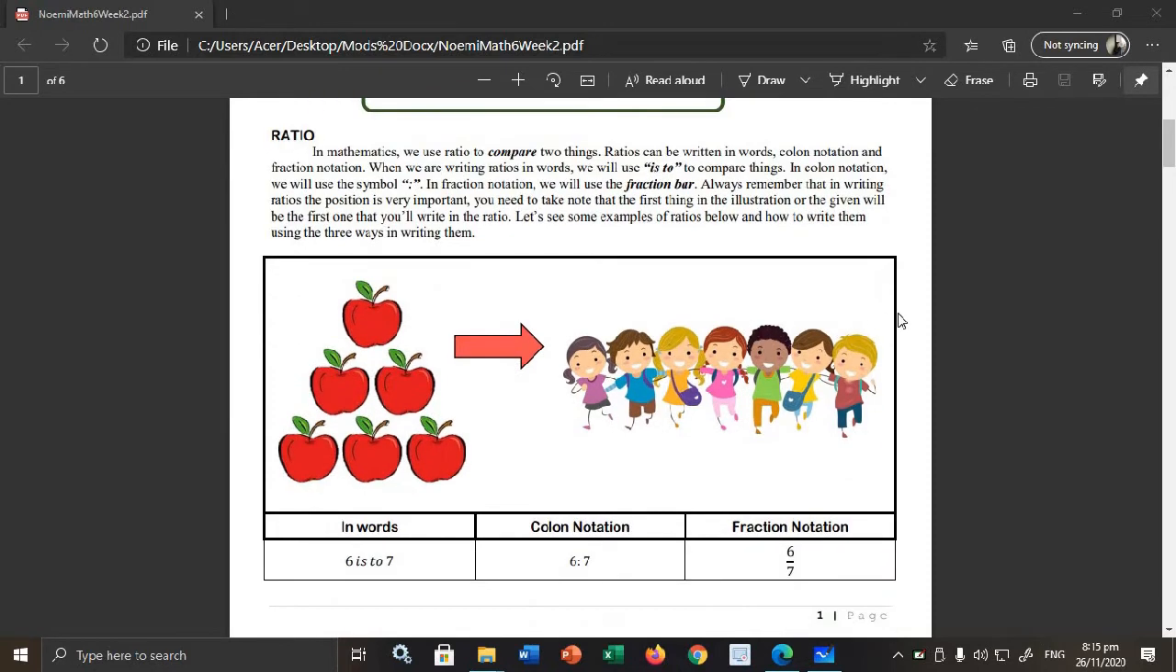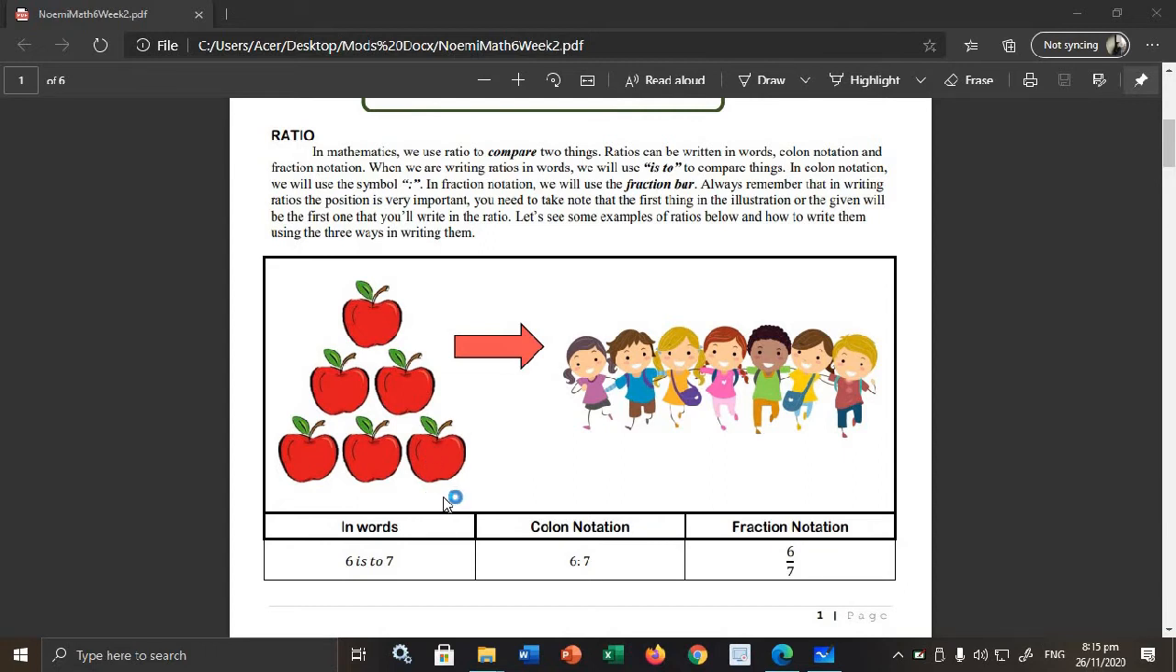So, I inserted pictures here because I don't want to just write 6 apples and then 7 kids. I took the effort to attach pictures so that you will enjoy looking at your modules more. Let's try to make a ratio using this illustration, using this picture. On the left side, we have 6 apples, and on the right side, we have 7 kids. So how are we able to write a ratio using this illustration?